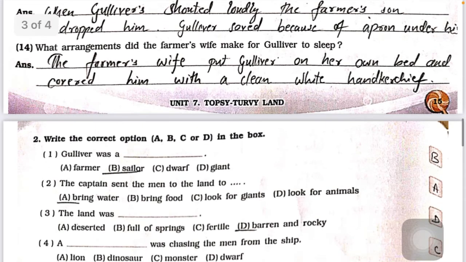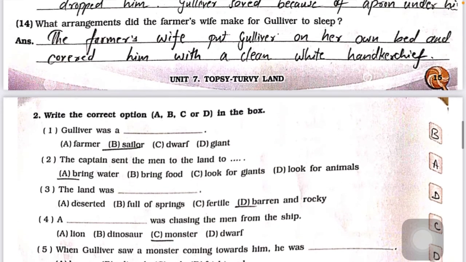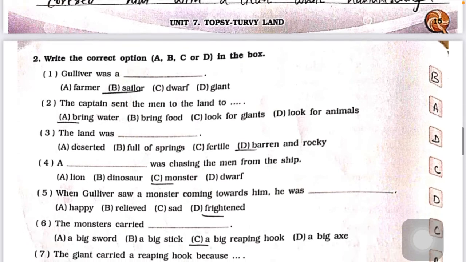Now 14th one, what arrangement did the farmer's wife make for Gulliver to sleep? So the farmer's wife put Gulliver on her own bed and covered him with a clean white handkerchief. This is all the arrangement made by the farmer's wife.